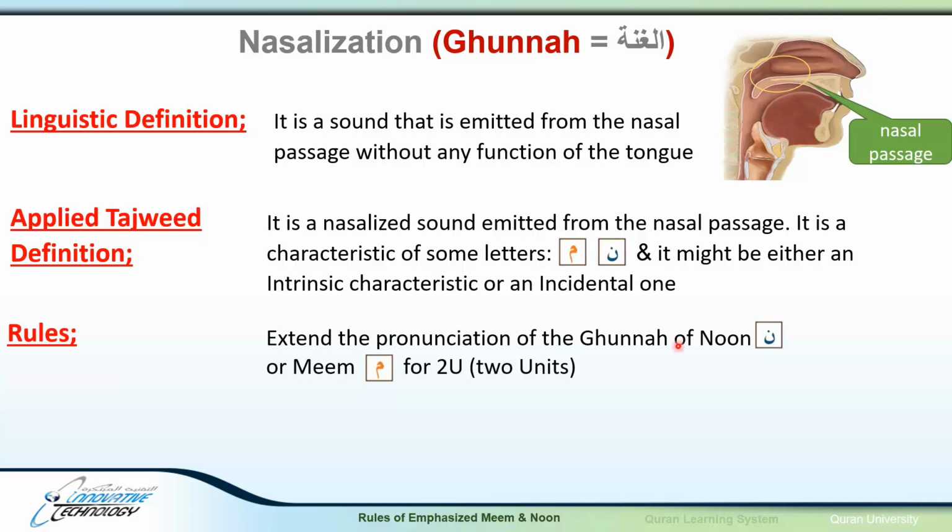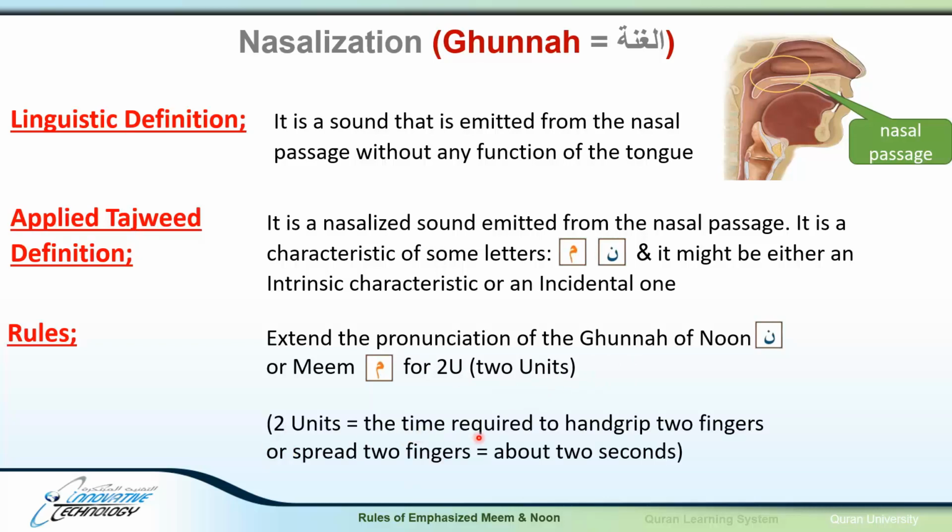Well, the rule is that we should extend the pronunciation of the ghunnah of the noon or meem for 2 units, 2 time units. 2 units is the time required to grip 2 fingers or spread 2 fingers, which is approximately 2 seconds. Let's look at this. This video, 1, 2, the time to extend 2 fingers. And this video, 1, 2, is the time needed to grip or flex 2 fingers.